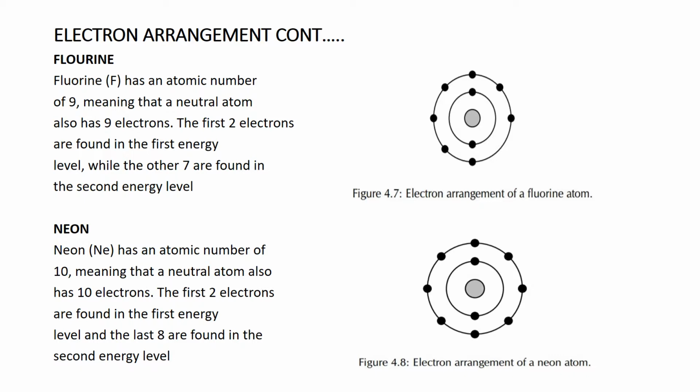Neon is in group 8 and has an atomic number of 10, meaning that a neutral atom also has 10 electrons. The first 2 electrons are on the first energy level and the other 8 are on the second energy level. What do you think the valency for neon will be? It will be 0, because neon doesn't prefer to lose or gain any electrons because it's already filled. So it's like, why would I want to lose or gain electrons, because I'm already filled on the second energy level, so I'm fine. I don't need to lose my 8 electrons to stay on the second energy level, and I don't need to gain another 8 electrons to stay on the third energy level. Now I hope you understand better why some atoms prefer to lose and some atoms prefer to gain electrons.